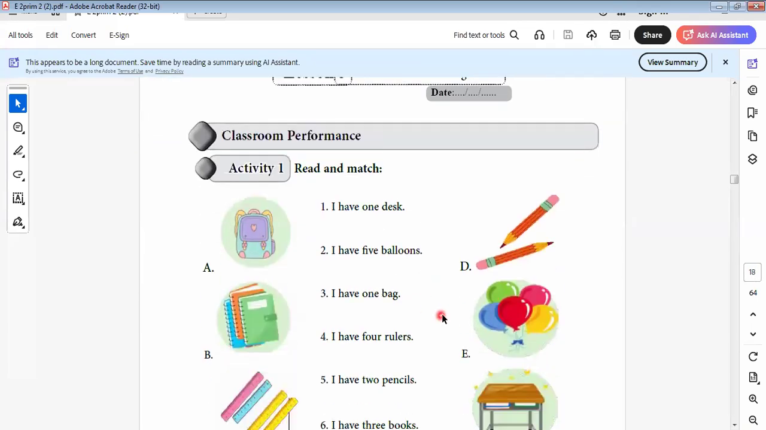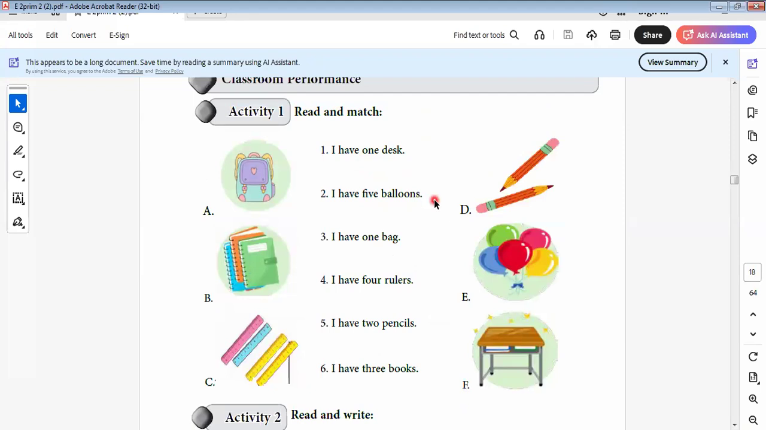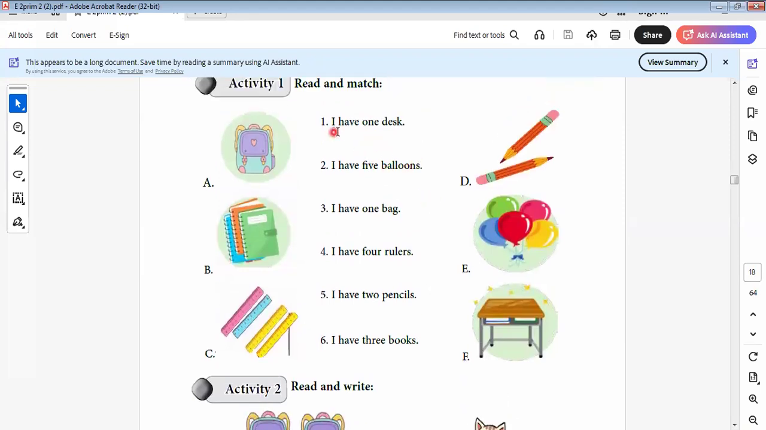Okay, I think now we know how to do it. Let's match this sentence together with the suitable answer. This is a desk.